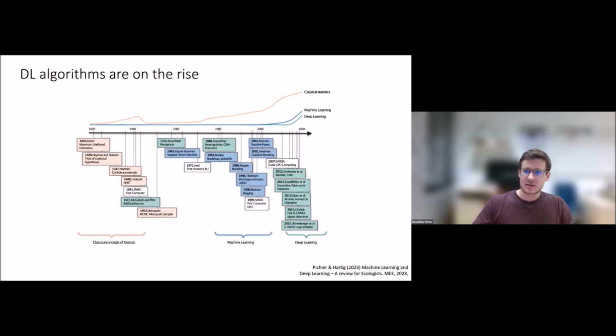But this has changed in the 2000s with the emergence of graphic cards, so these GPUs, and with the realization that we can use these GPUs to train these deep neural networks very efficiently. So this was basically the beginning of this AI hype in the last 10 or 15 years.